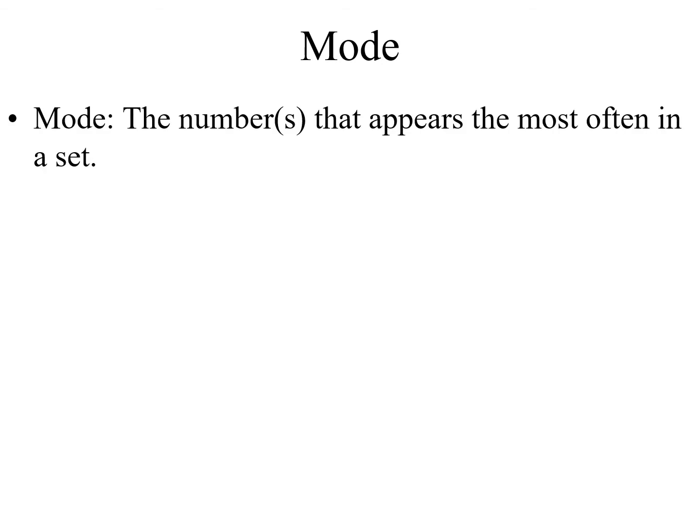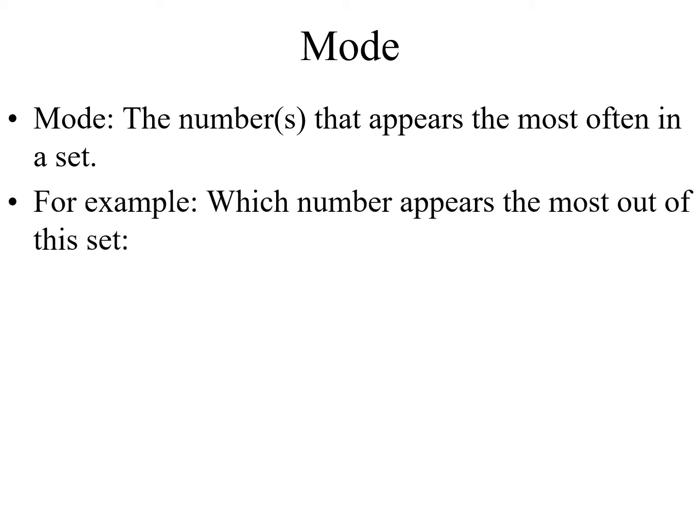Our next thing we're going to look at is mode. The mode is the number or numbers that appear the most often in a set. It doesn't have to be just one number, it could be multiple numbers. For example, which number appears the most out of this set?